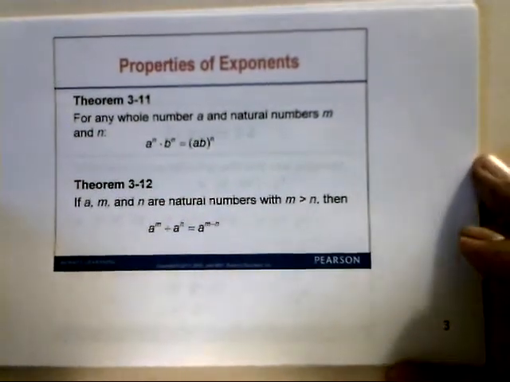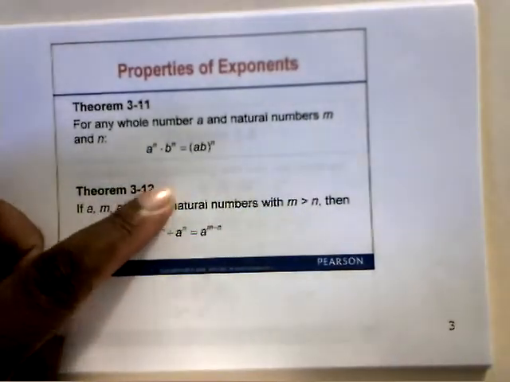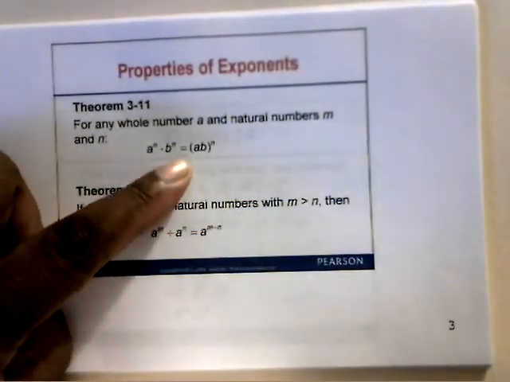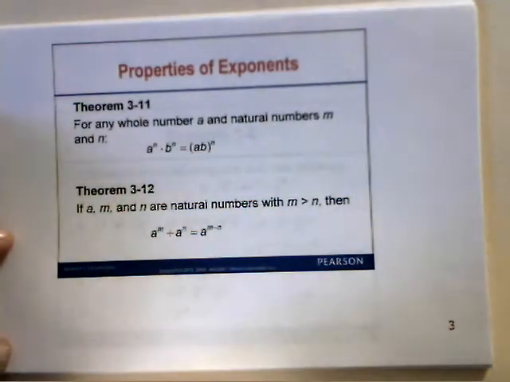3-11 is for any whole number a and natural numbers m and n, a to the n times b to the n. That's the same as a times b raised to the nth power. Okay. So here you've got a product of two whole numbers raised to a power.